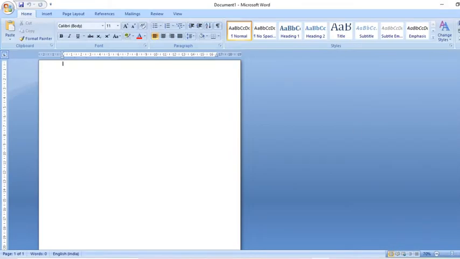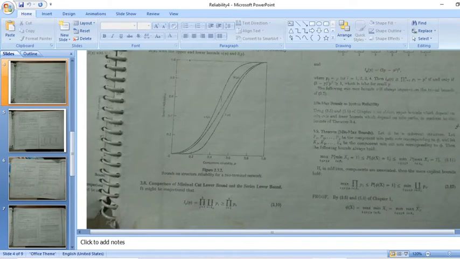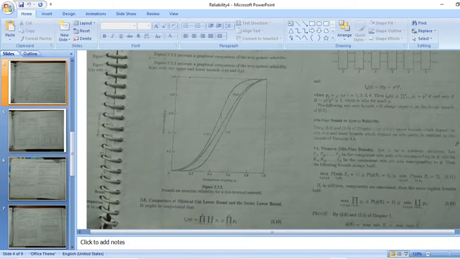Dear students, today we are discussing some theorems on bounds. Another theorem is the minimax theorem, minimax bounds. Before that, you can go through section 3.8. Some examples are given there.